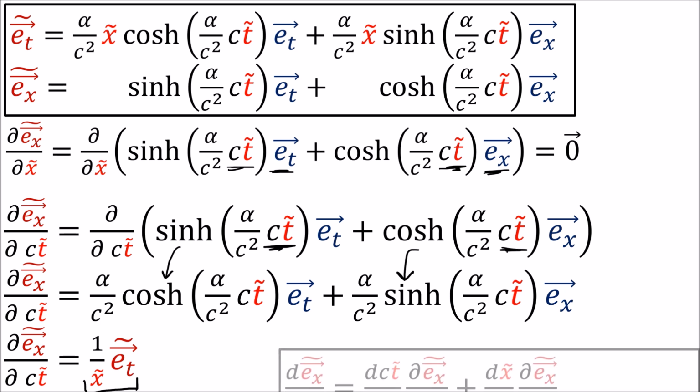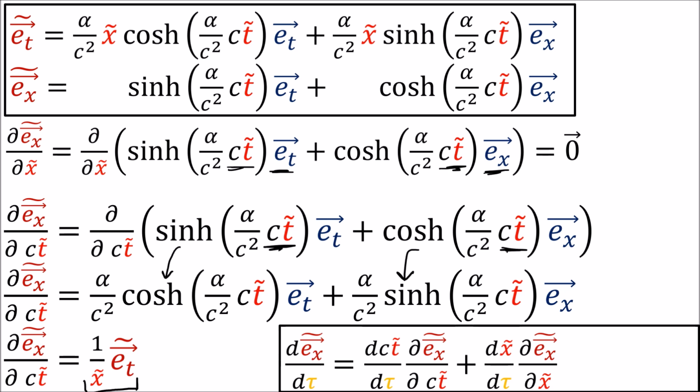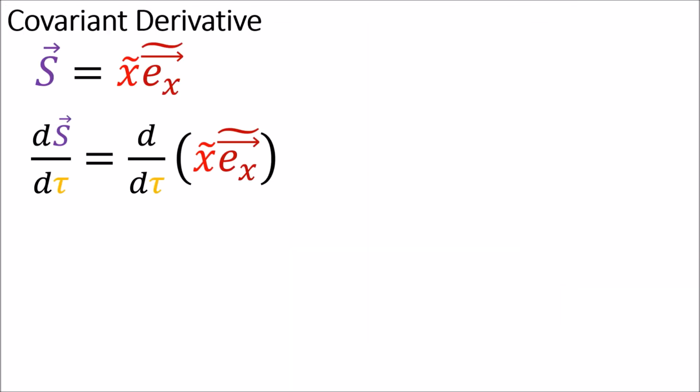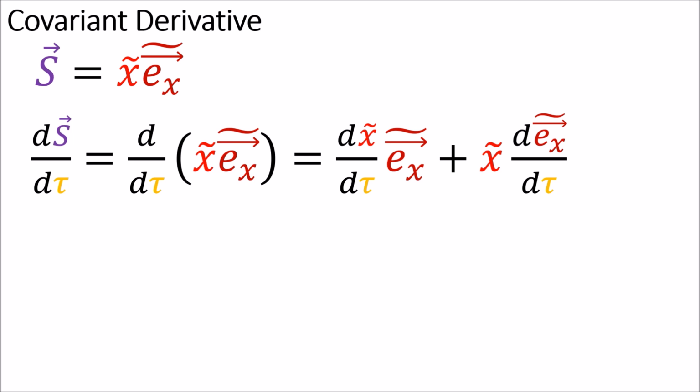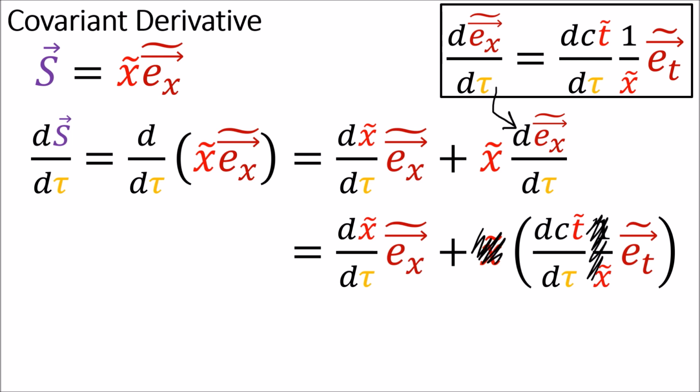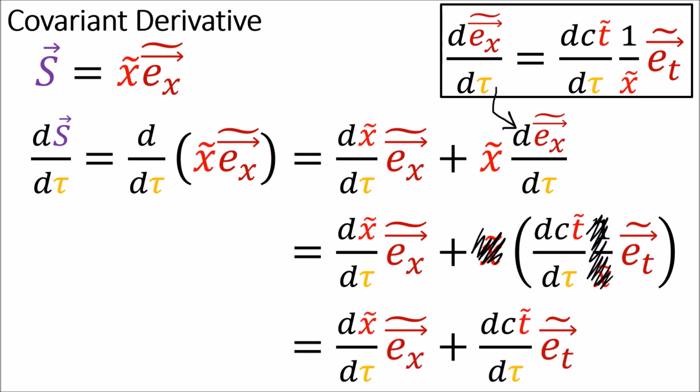So returning to the derivative of e_x tilde with respect to tau, expanded using chain rule, we've found this derivative in the x tilde direction is 0, and this derivative in the ct tilde direction is 1 over x tilde times e_t tilde. So when taking the covariant derivative and doing product rule, we now know the value of this basis vector derivative. And canceling these x tilde terms, we get the final result for the covariant derivative of S with respect to tau in Rindler coordinates.